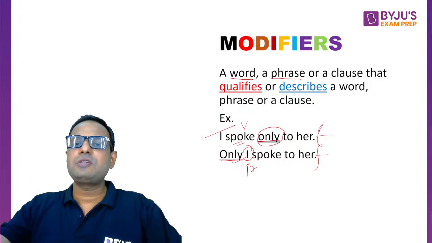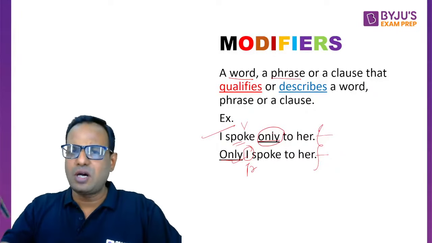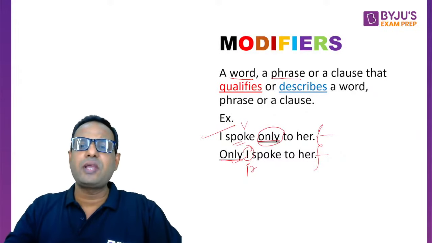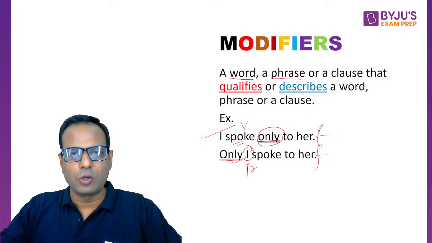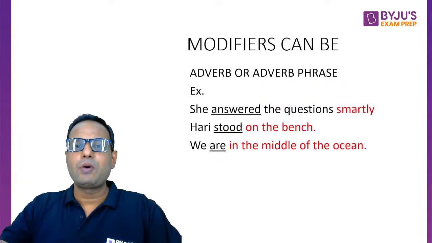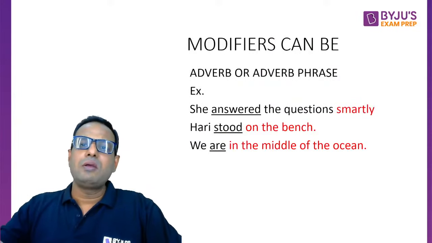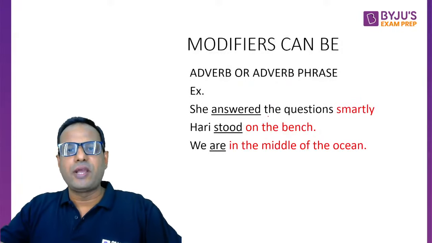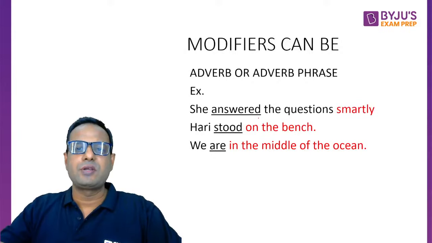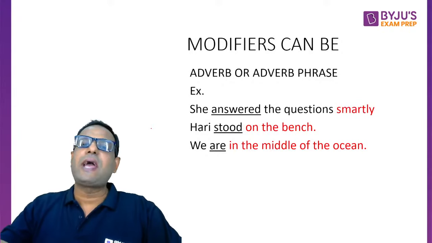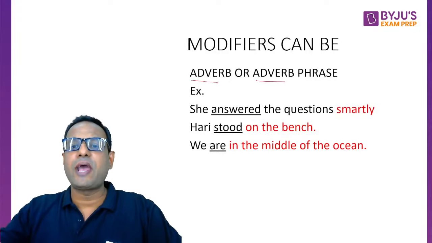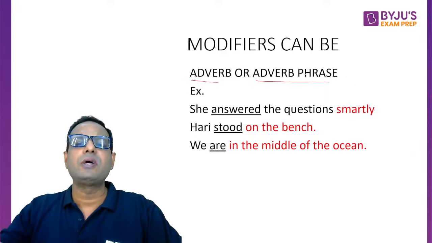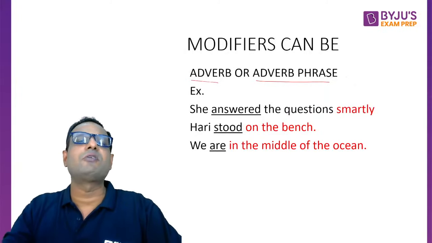All right. So this is all about modifiers. Just a beginning. What is a modifier? Once again, it qualifies or describes a phrase or a clause. Now there are many varieties and types of modifiers. There are many kinds of modifiers, right? Different parts of speech can act as modifiers. So in the first case, we will see that modifiers can act as an adverb or an adverb phrase. A group of words that does the function of an adverb is an adverb phrase.